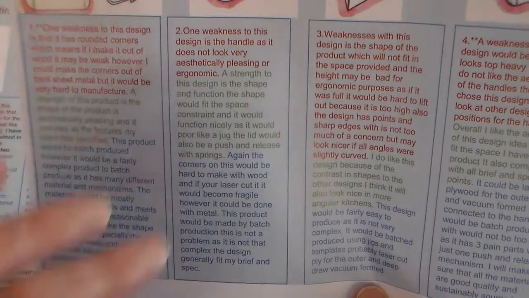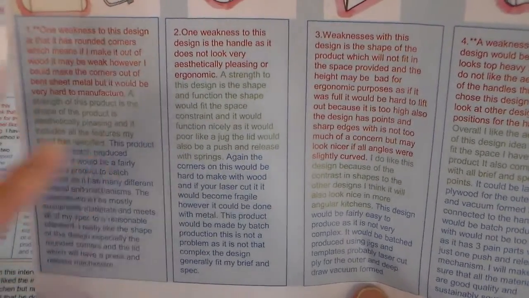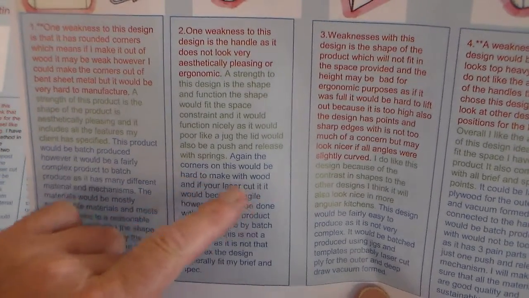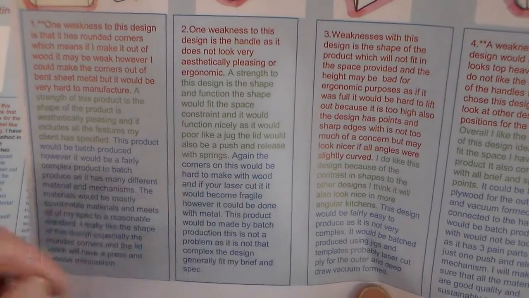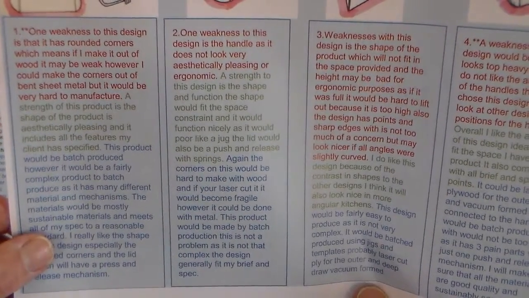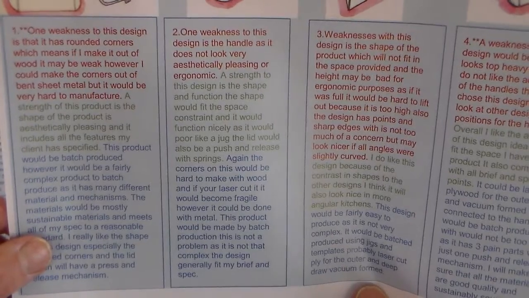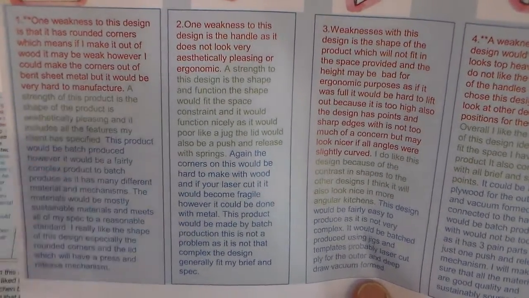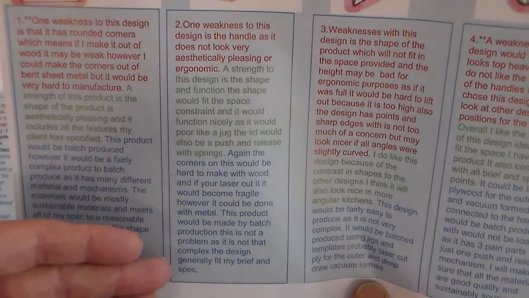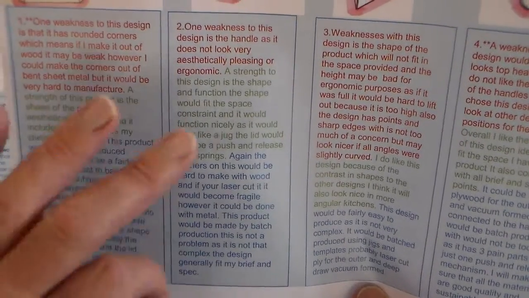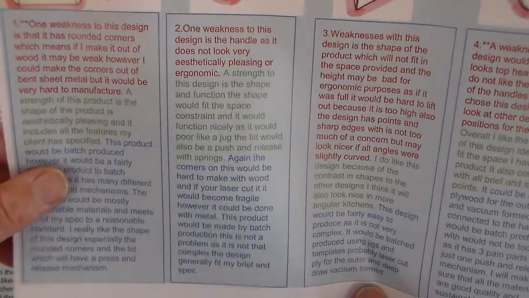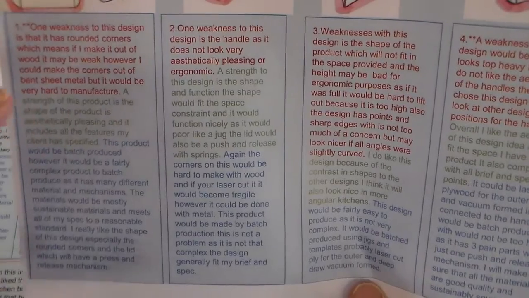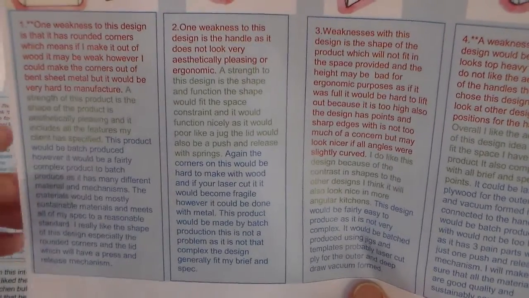And if you remember, this student had put a tape measure down and looked at where the object could go. Production and function. Again, the corners on this would be hard to make with wood, and if you laser cut it might become fragile. This could be done with metal. This product would be made by batch production, and generally the design will fit my brief and specification. You could have gone a little bit closer to that, but that's getting those marks on, relating it to the specification and analysing it.